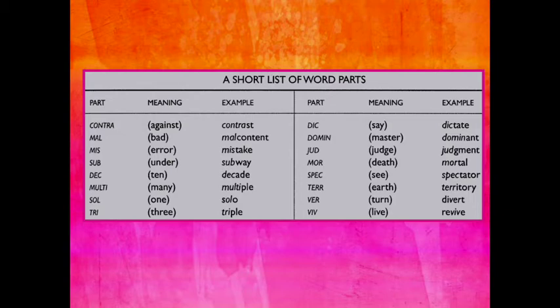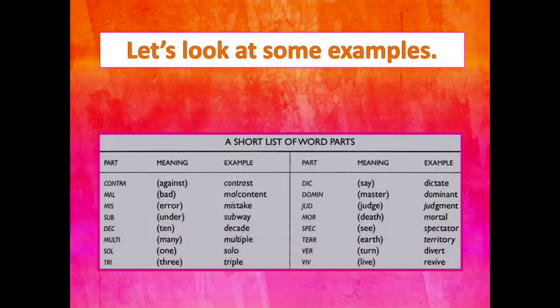Here are the parts. Most of these are prefixes. That means they come at the beginning of the word. Here it says the meaning, so what this part means. And then, finally, there's an example of each word part in a word. Now let's look at some examples and look for word parts that we recognize from this list.